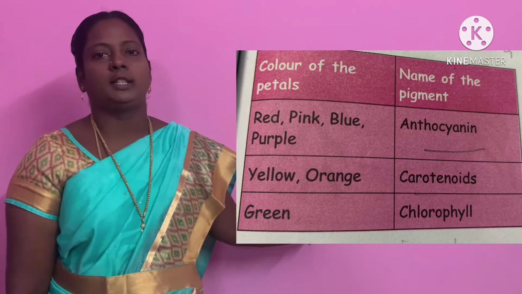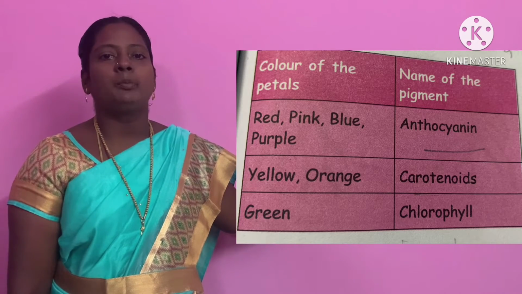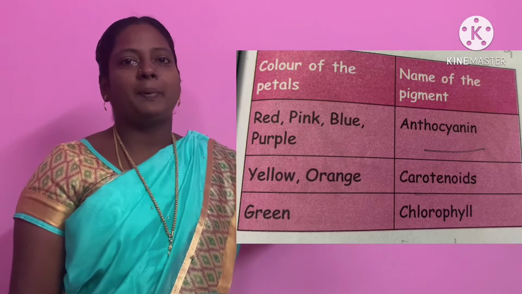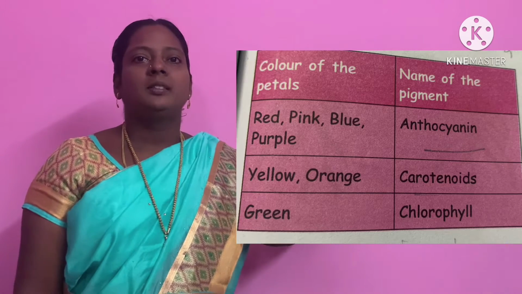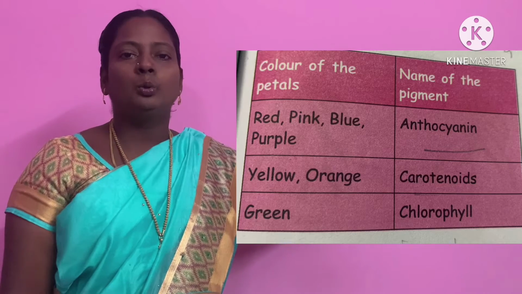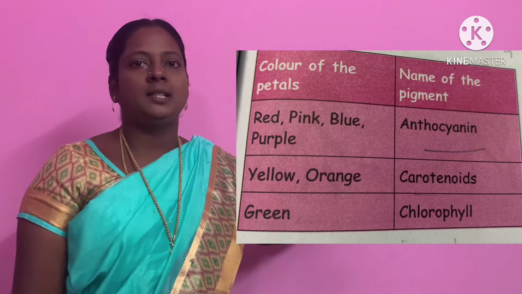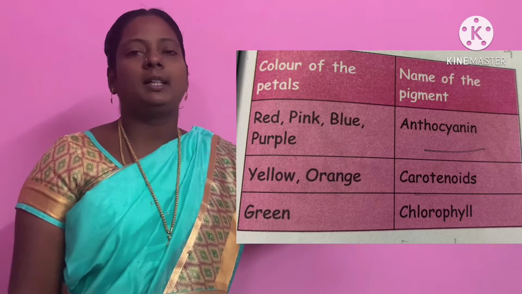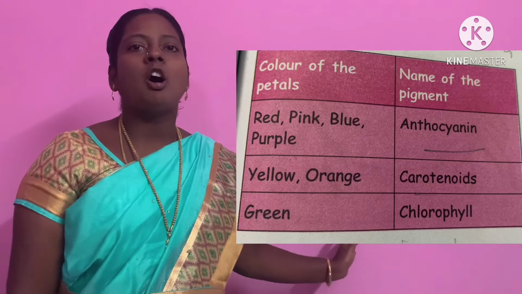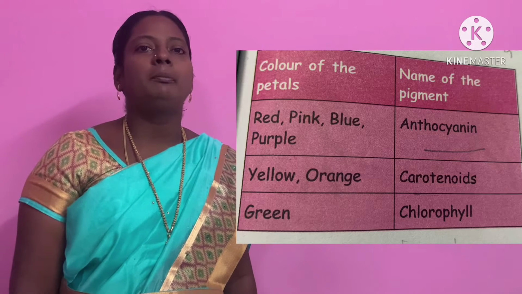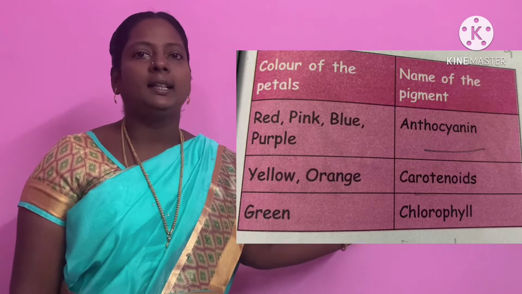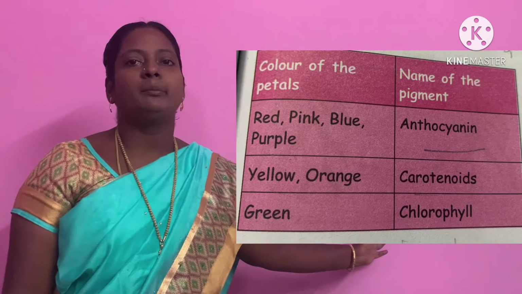See the table, students. From this table we are able to know the pigment present in the petals. Color of the petals, name of the pigment. If the flower has red, pink, blue or purple color petals, the pigment present in the petal is anthocyanin. If the flower has yellow or orange color petals, the pigment name is carotenoids. If the flower has green color petals, the pigment name is chlorophyll.